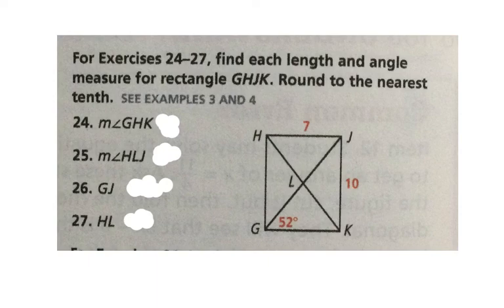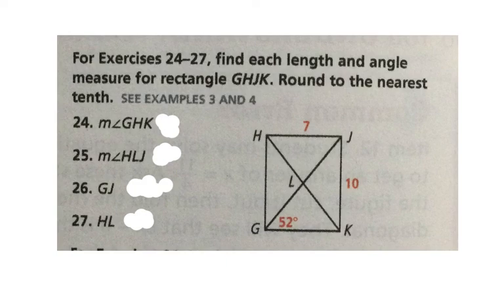So here we have a rectangle, rectangle HJKG. It says find each length and angle measure for rectangle GHJK, rounding to the nearest tenth. So that means we want 1 decimal place when necessary. So we know this shape is a rectangle. So what do we know? We know that diagonals are congruent. We know all the angles are 90. We know that the diagonals bisect each other. And we know opposite sides have to be congruent.